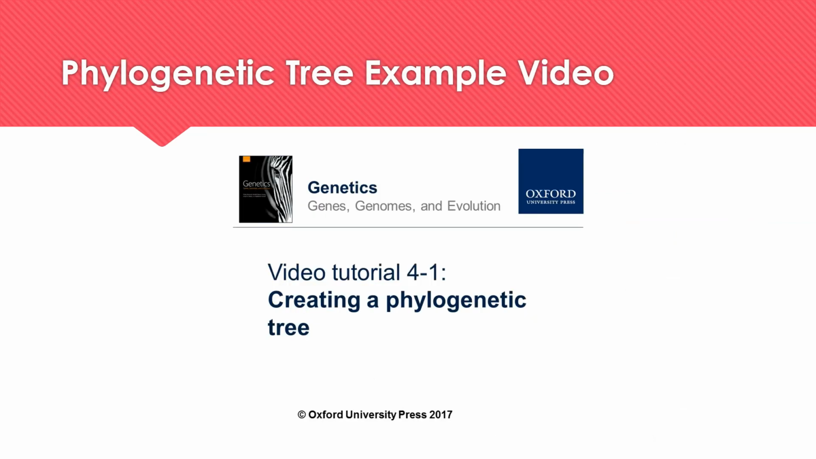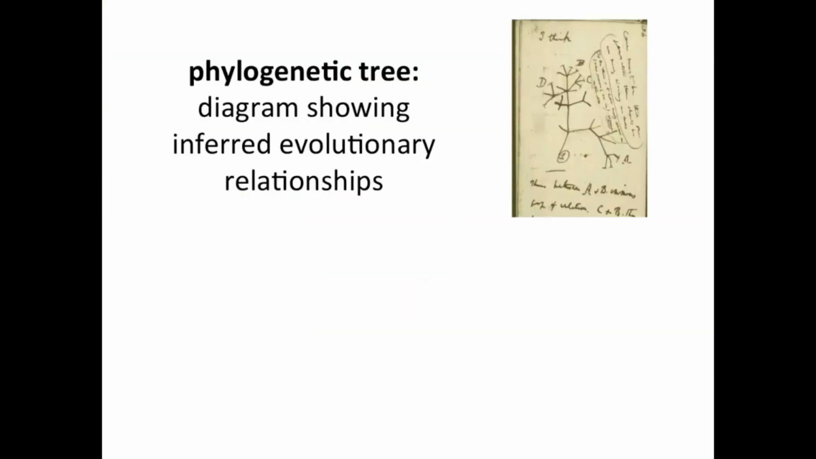So this video is going to take you through a detailed way of how you can do a phylogenetic tree with some data that might be provided to you. Chapter 4. Building phylogenetic trees. A phylogenetic tree is a diagram showing inferred evolutionary relationships between a set of organisms.